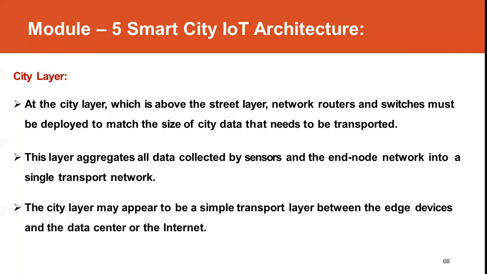So this layer aggregates all the data that is collected by the sensors or the end nodes in the network. Then all of them will be transmitted to the data center. So this city layer can also be viewed as a simple transport layer between the edge devices and the data center or the internet.